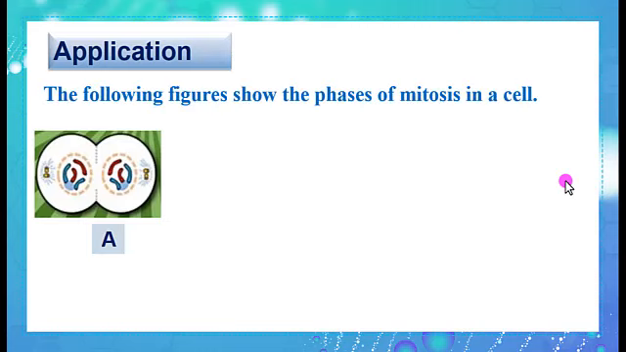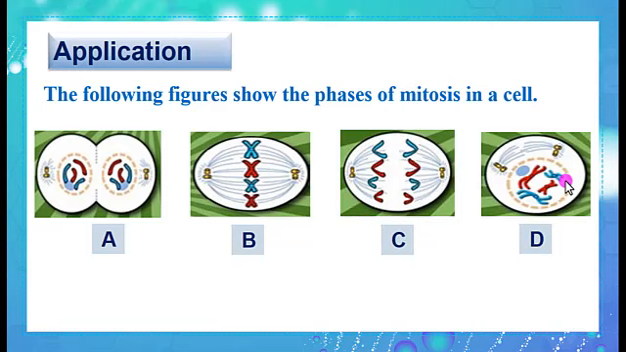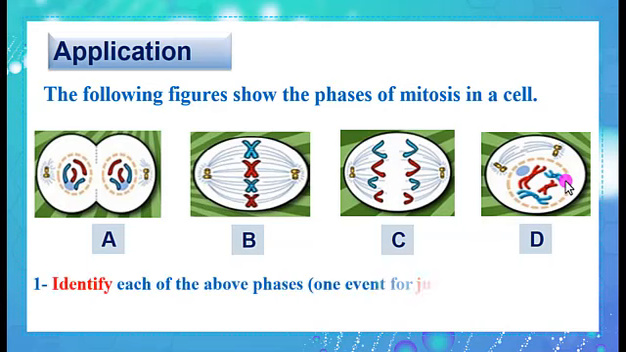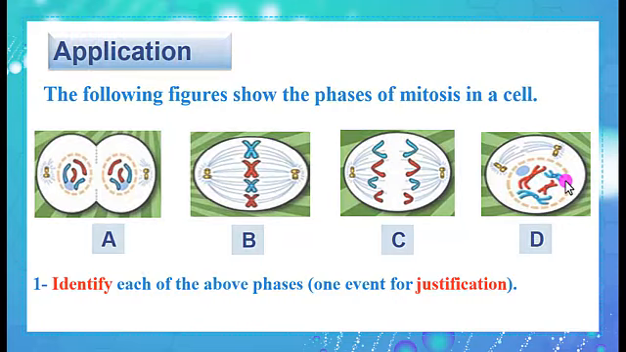Let's start. The following figures show the phases of mitosis in a cell. We have four phases A, B, C, and D. Number 1. Identify each of the above phases. You have to give one event as a justification. Pause the video please and solve it on your notebook. Let's now move to the solution, my dears.